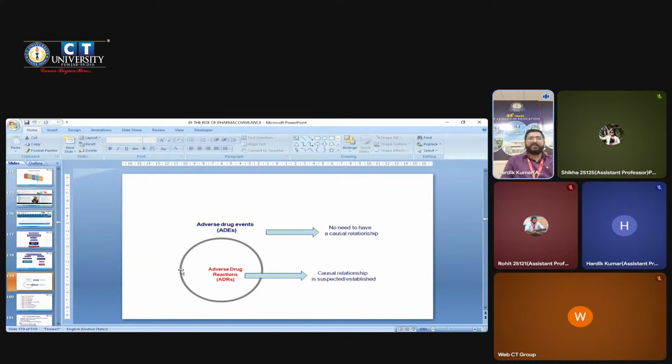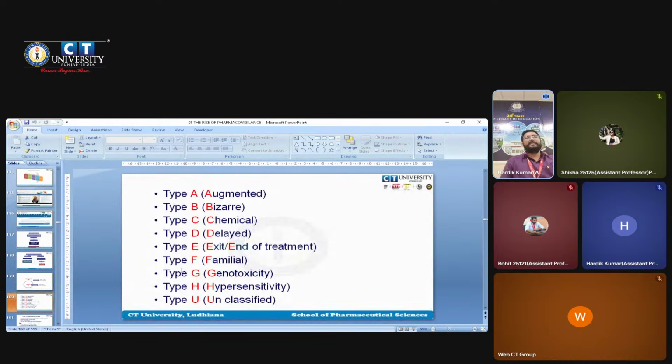So, what are adverse drug reactions, their causal relationships, and their suspects? The types of adverse drug reaction: first is A, augmented; B is bizarre; C is chemical; D is delayed; E is exit, end of use; and F is failure, or familial.